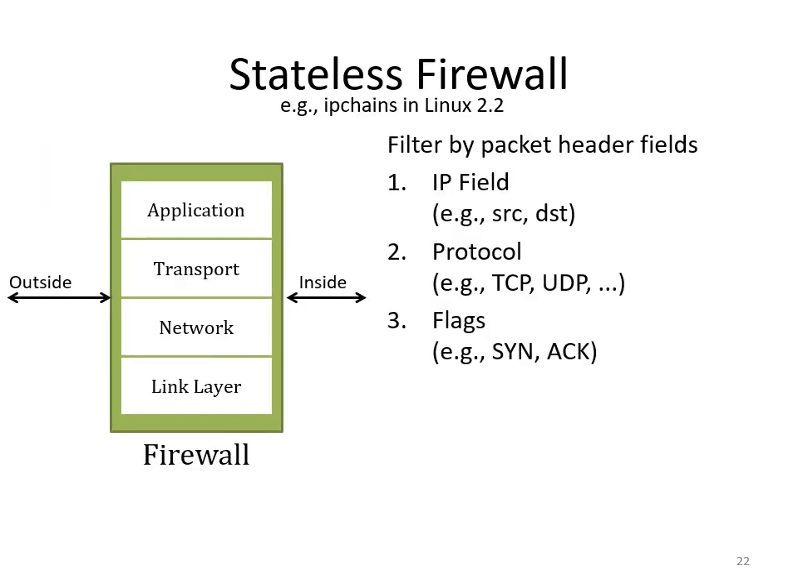So a very simple firewall is a stateless firewall, which really remembers nothing. All it does is look at the packets as they come by and say, for each packet, do I allow it or do I deny it? And what it can look at is really the standard header fields that have to be on every packet. So it can look at the IP fields like source and destination IP address. It can look at the protocol fields like TCP or UDP. It can look at the flags: is this a SYN packet or an ACK packet? Or port numbers.